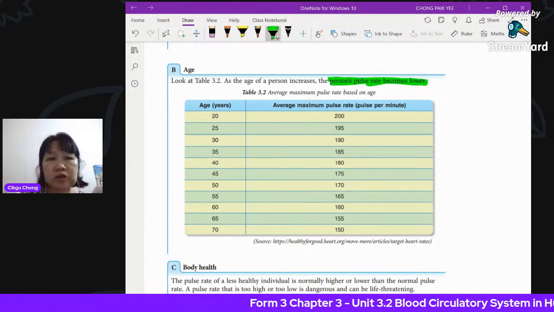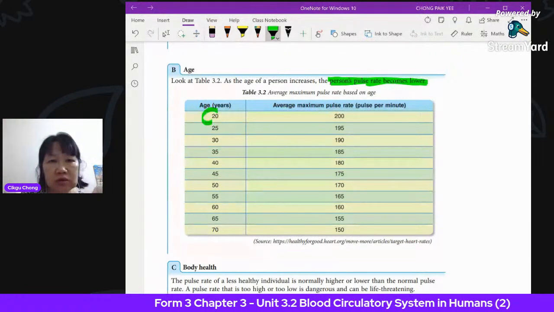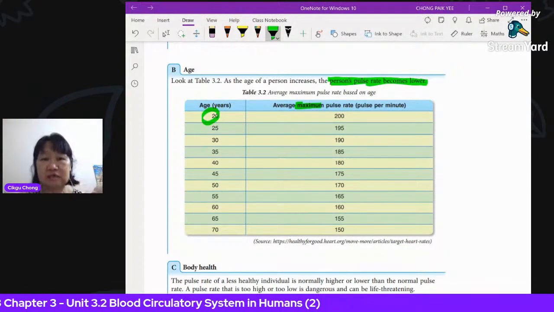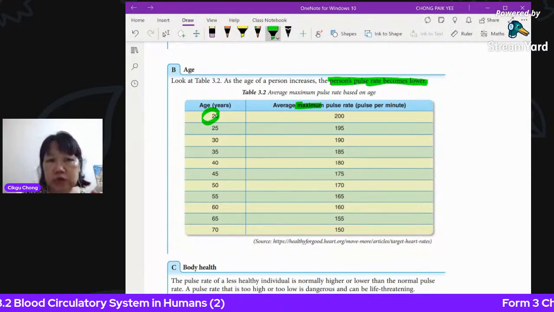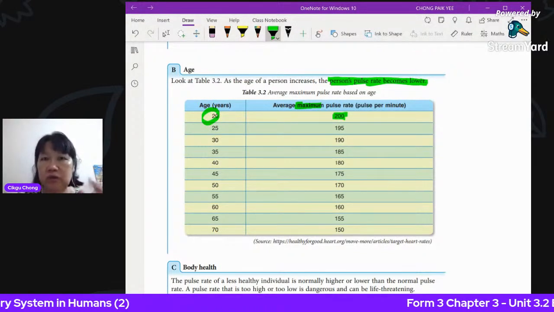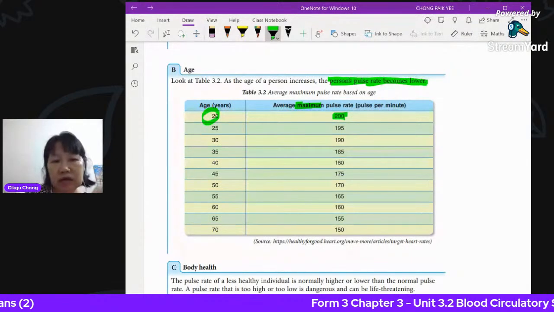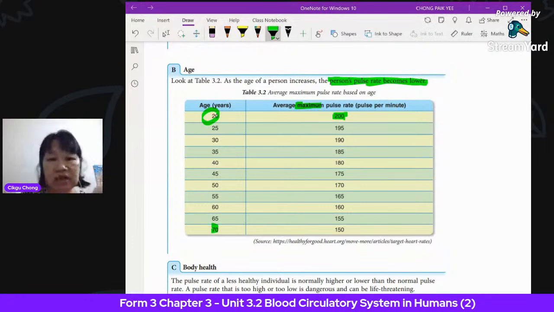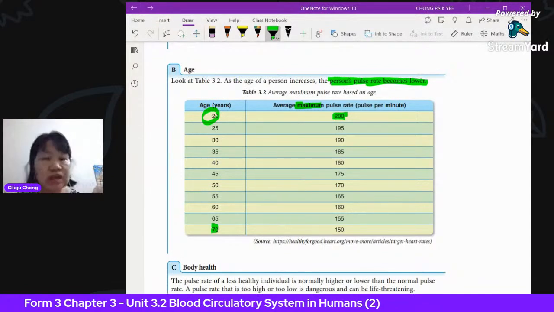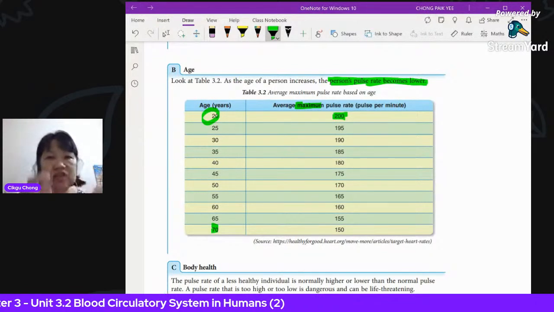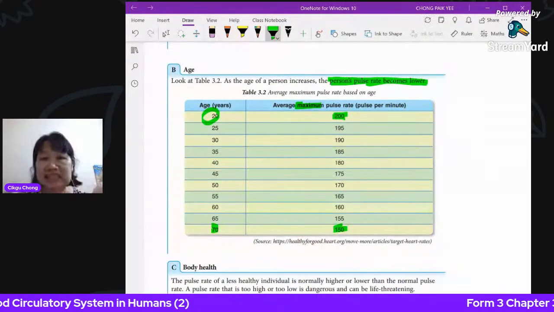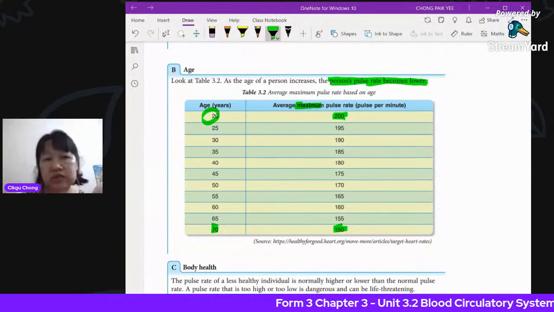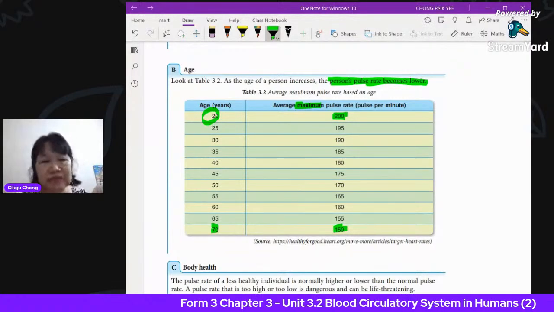Roughly, at 20 years old, this is the maximum, meaning when you're exercising, you can go up to 200. Not more than 200. But if you are very old, let's say you're 70 years old, your maximum heart rate cannot go too high. It's about 150. This is when you're exercising, not your resting heart rate. This is when you exercise, not more than 200 for your age.